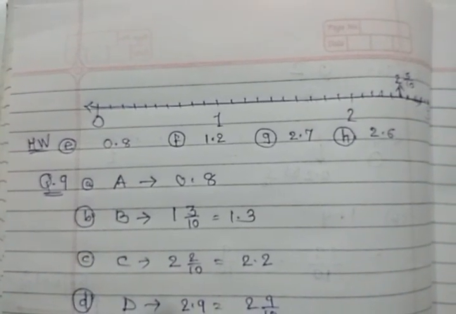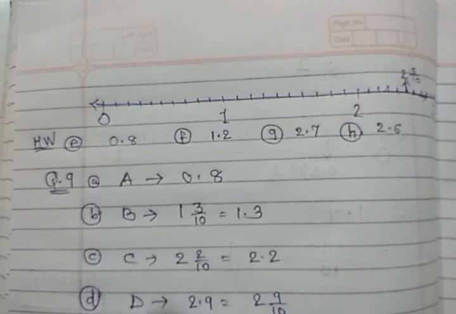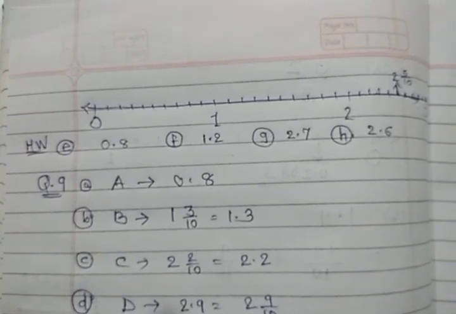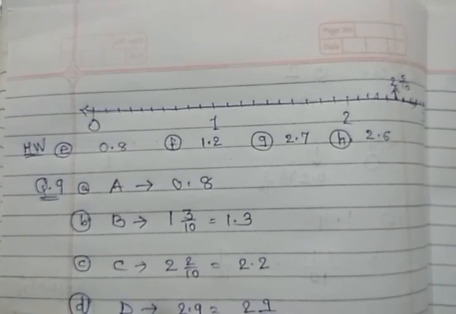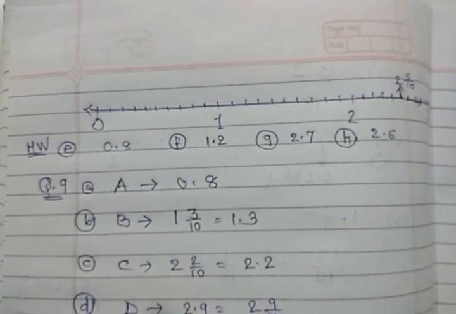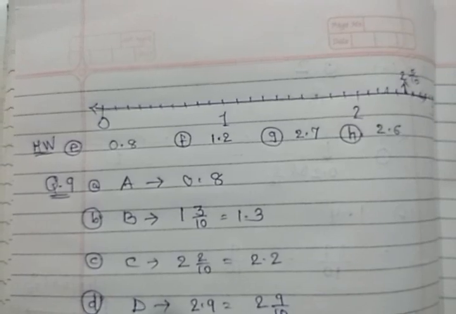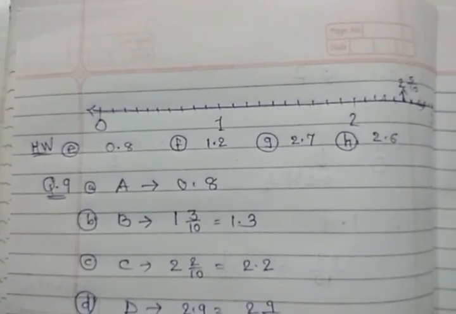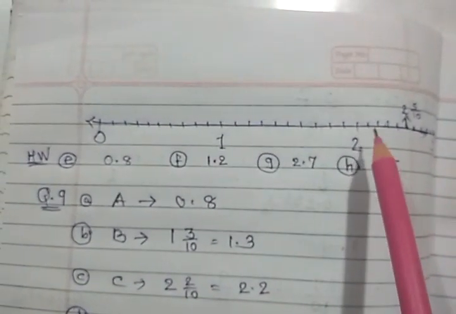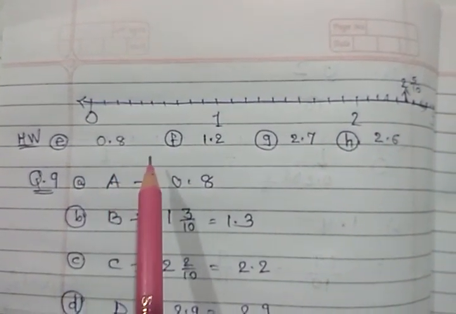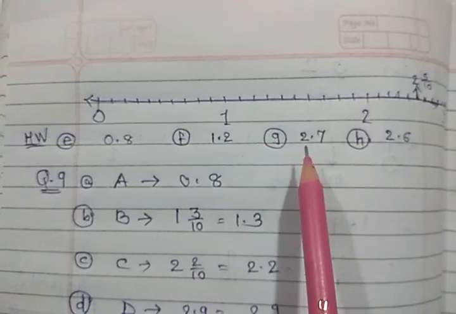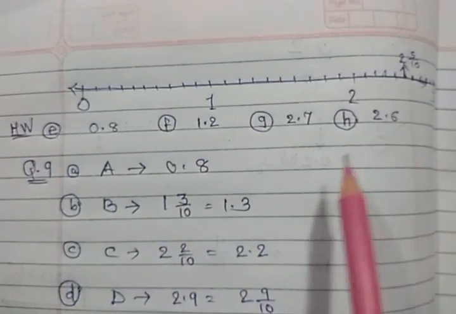Or you can write another way also. Suppose you don't want to cancel, right? Like this way 0, 1, 2 and 2 integer 5 upon 10 if you don't want to cancel. So like this way you can represent 2 integer 5 upon 10. Similarly, this is the homework. Represent 0.8, 1.2, 2.7 and 2.6.